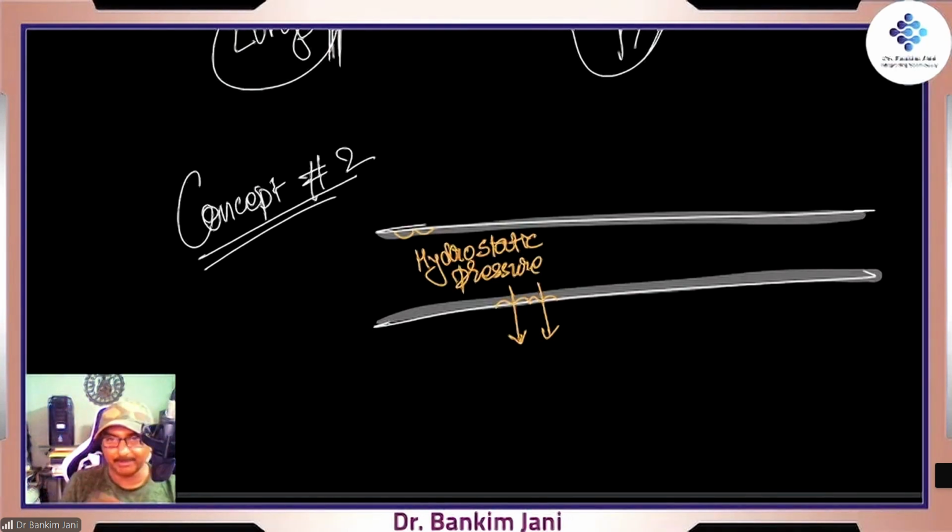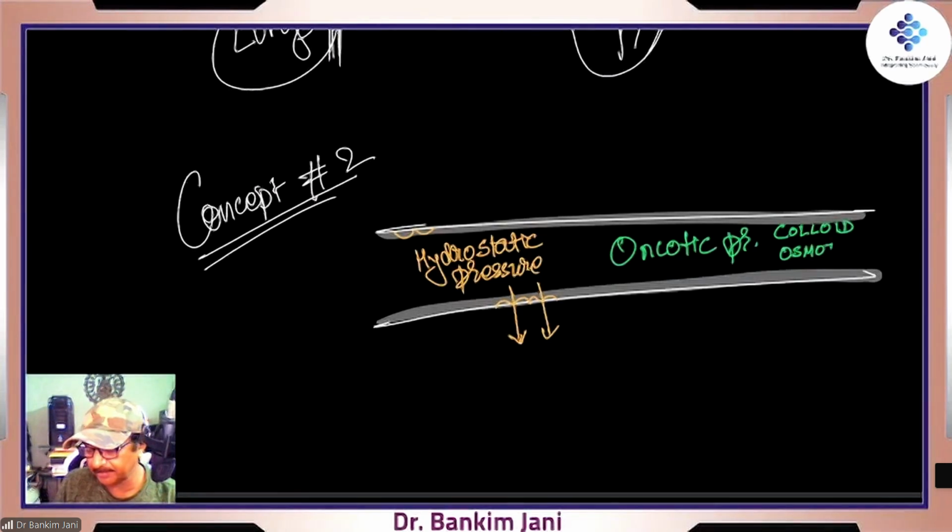But God has always created the balance. There is another pressure which loves water. It says, don't let it go. That is called the oncotic pressure, also called the colloid osmotic pressure. This pressure is generated in such a way that it loves water, so it will always keep the water with itself. It won't let it go. That is the oncotic pressure.